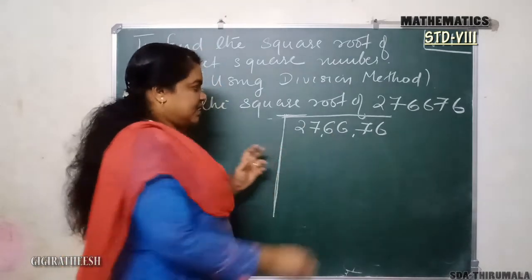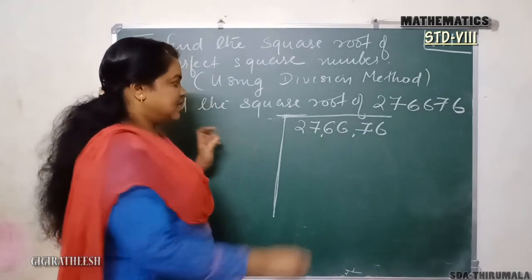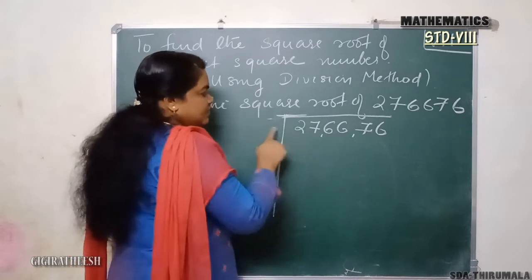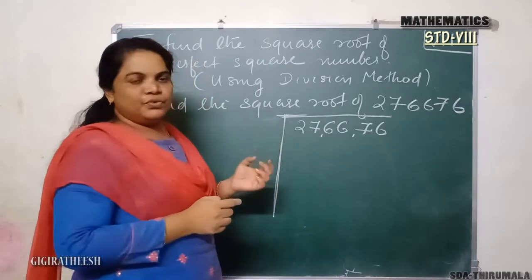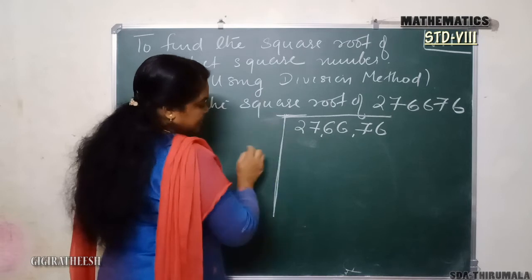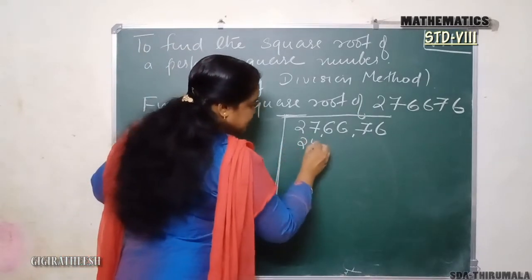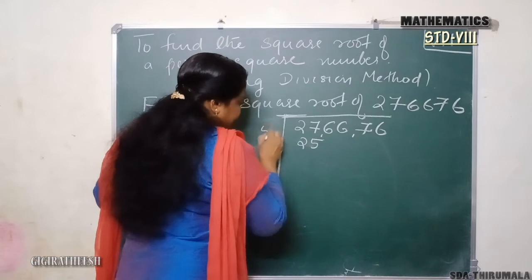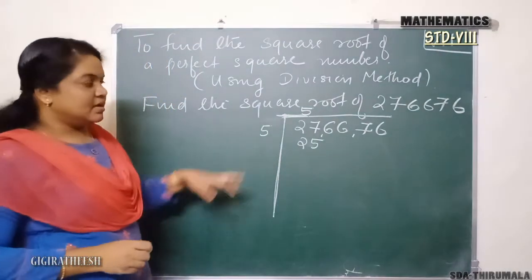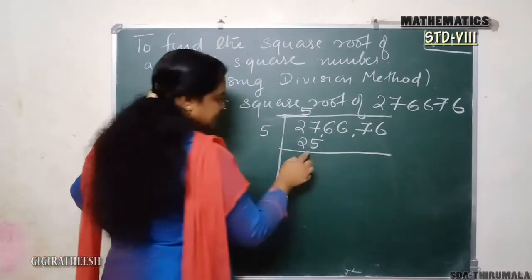And then take the first group, that is 27, and take a digit whose square lies inside 27, not exceeding 27. That is, we take a perfect square inside 27. If we choose 4, 4 4s are 16, which is not suitable. If we select 5, 5 5s are 25. Here, this 25 is inside 27. So we take 5 here, and the quotient is 5. Then subtract: 27 minus 25 is equal to 2.